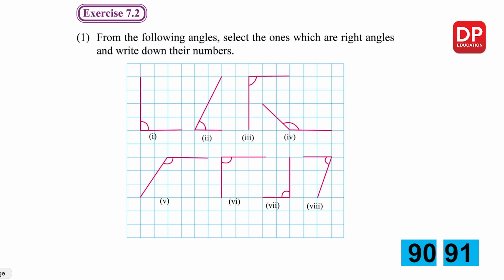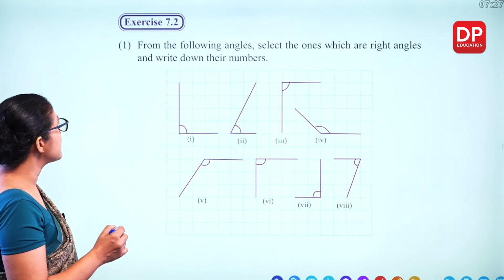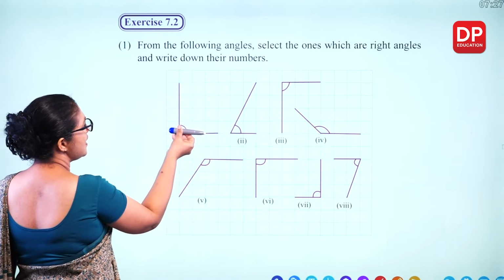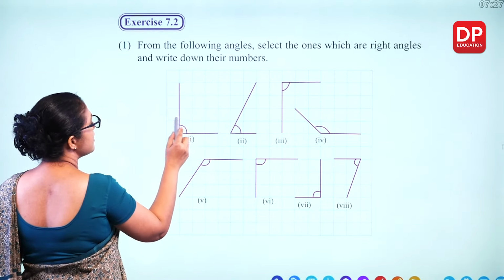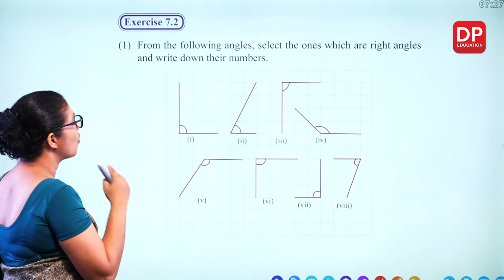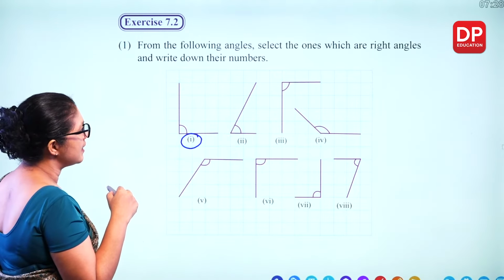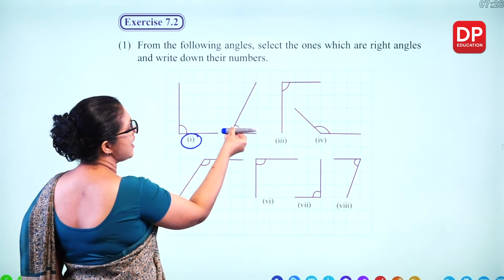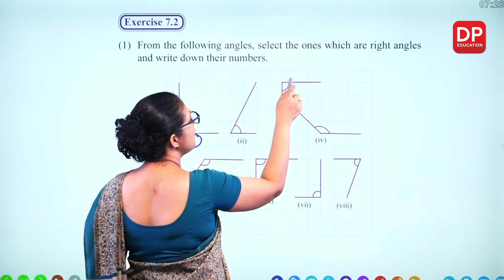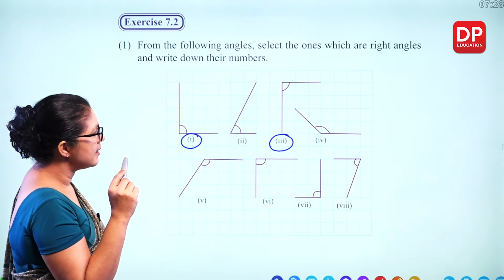Exercise 7.2. From the following angles, select the ones which are right angles and write down their numbers. Here we can see this is a right angle. A vertical line with a horizontal line, you get a quarter of a circle. So this one is a right angle. This is less than a right angle. Here, this is also a horizontal line with a vertical line. So 3 is also a right angle.